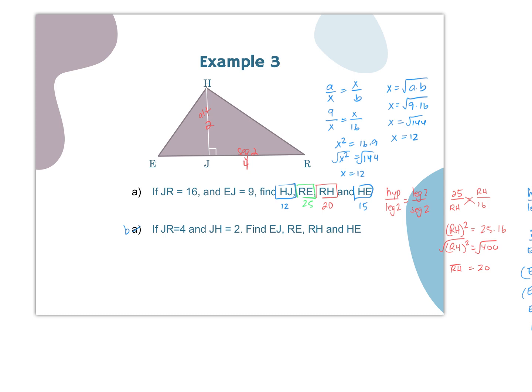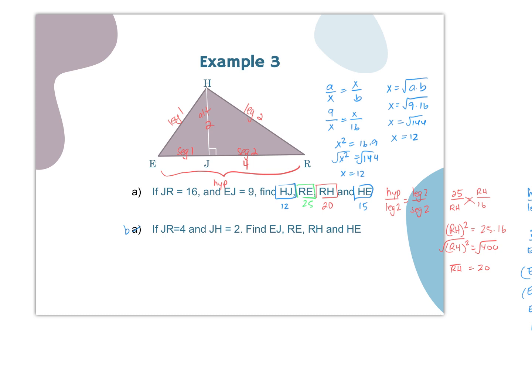Find EJ, which is segment 1, right? And I can give it variables. I can do X, for example, or whatever. I kind of like just writing EJ, so I think I'm going to keep doing that. If you want to do variables on yours, you can. RE is going to be the hypotenuse. Okay. I've got RH is going to be leg 2, and HE is going to be leg 1. So now I have it properly labeled and I can start solving.